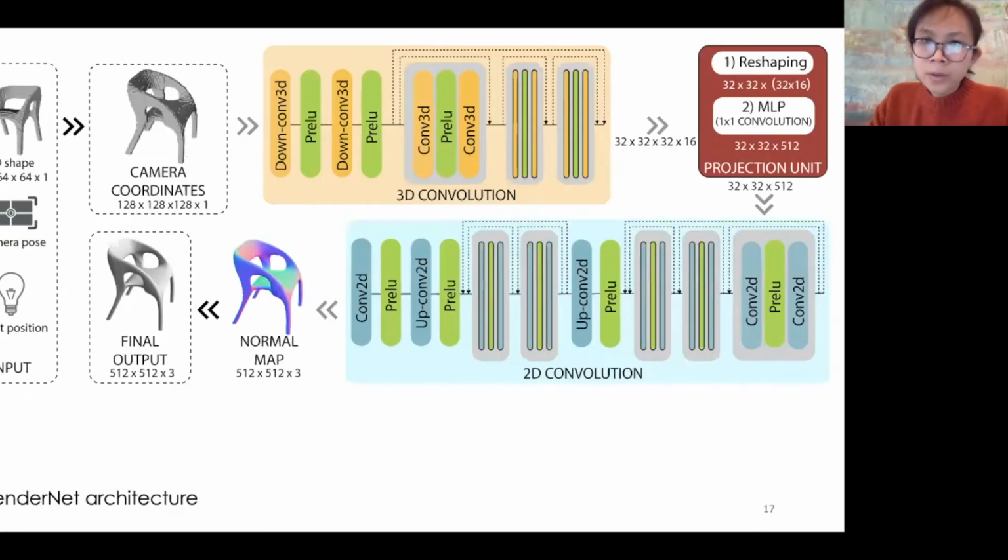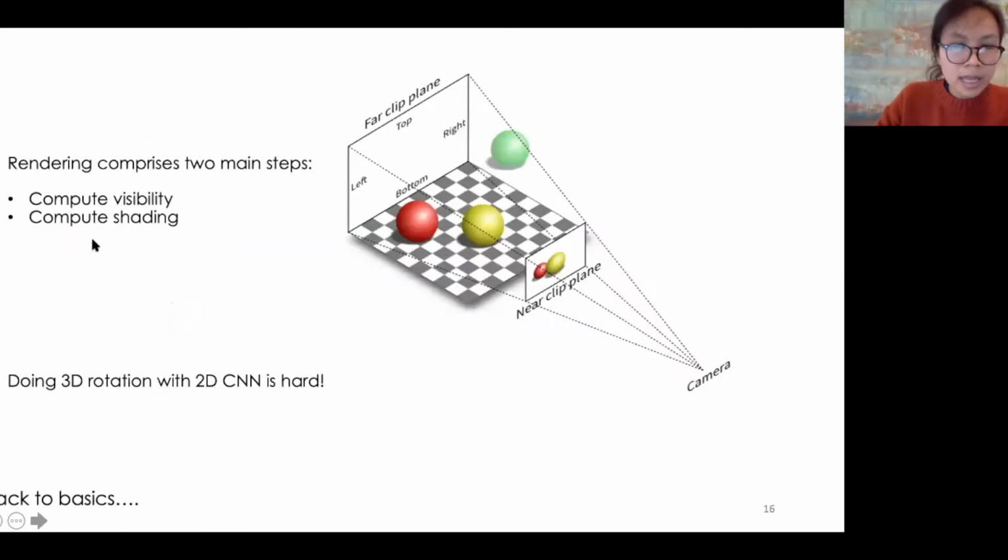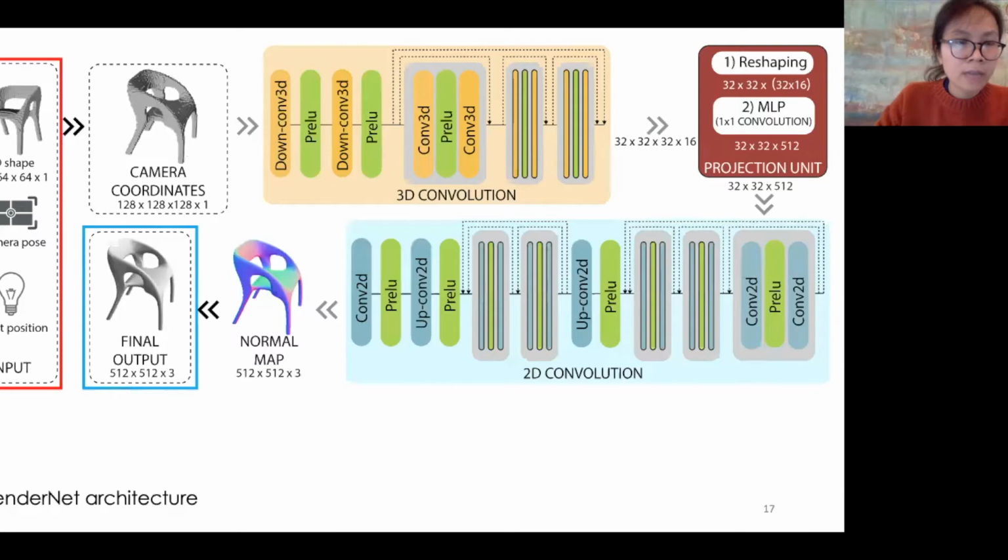That's when we came up with RenderNet, which takes in a scene description, like some geometry, a camera pose, and a light position, and returns a rendered image. We designed the architecture to reflect the steps involved in rendering. The first one is the 3D convolutions that can deal with all of the 3D geometry. Then we have the projection step, which computes the visibility. And finally, the 2D convolutions that compute the shading.